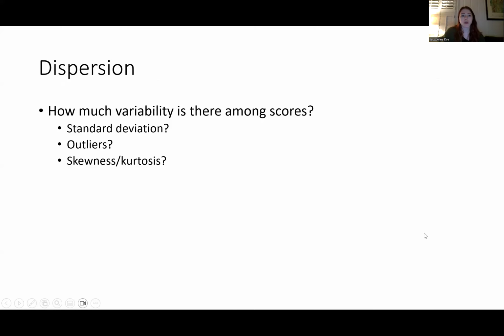So next we're going to talk about dispersion. This is really concerning how much variability there is among scores. This area includes things like standard deviation, outliers, and then skewness and kurtosis, which we'll talk about.